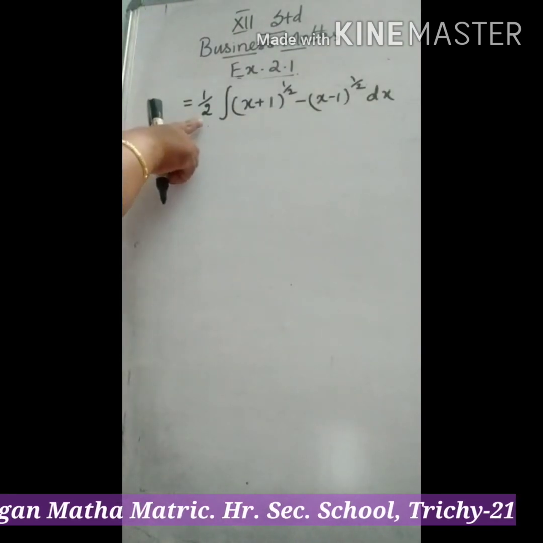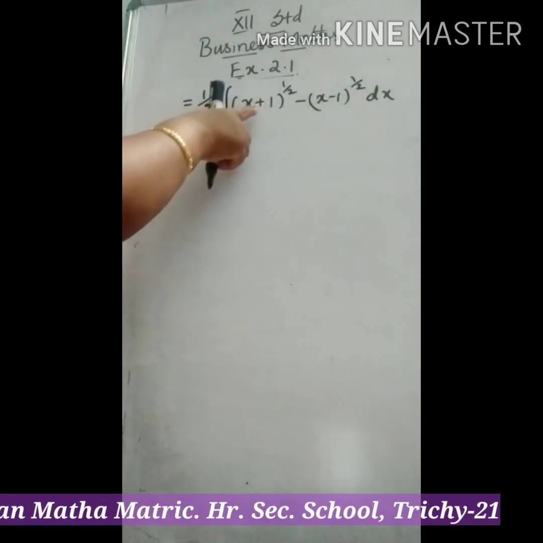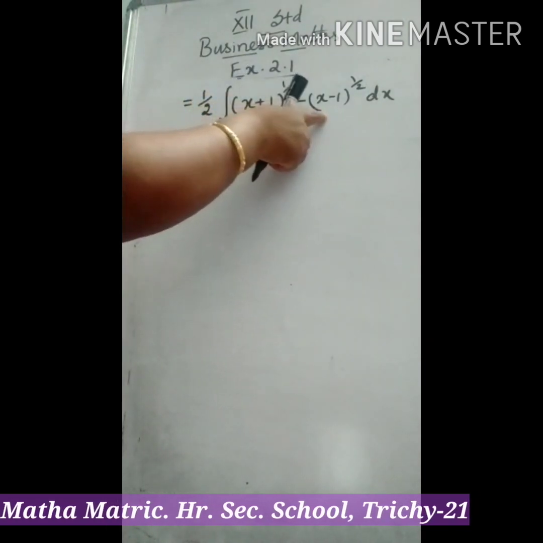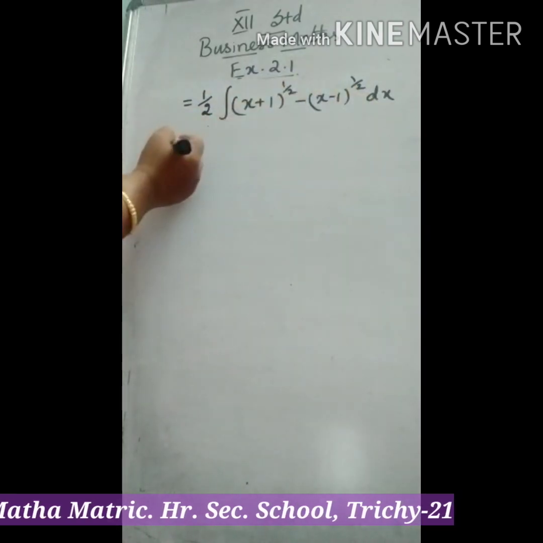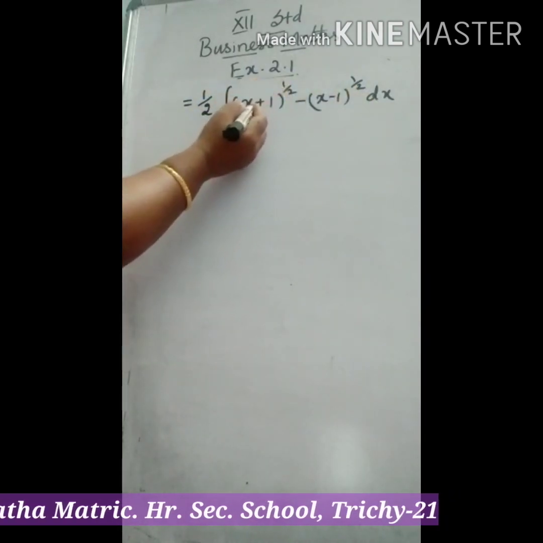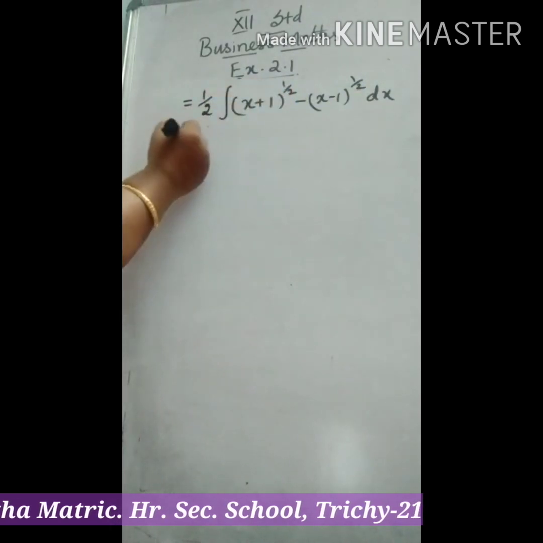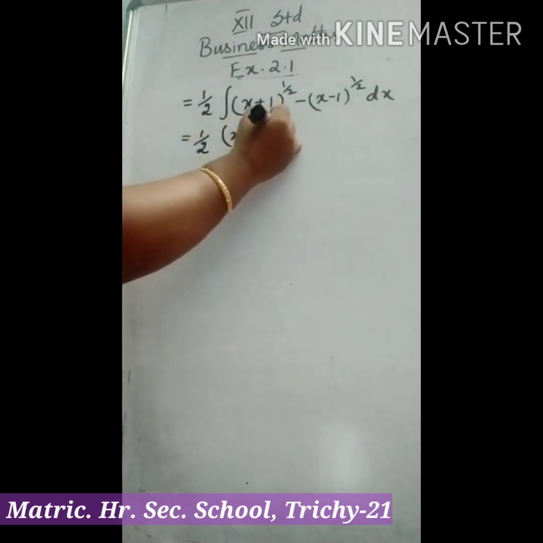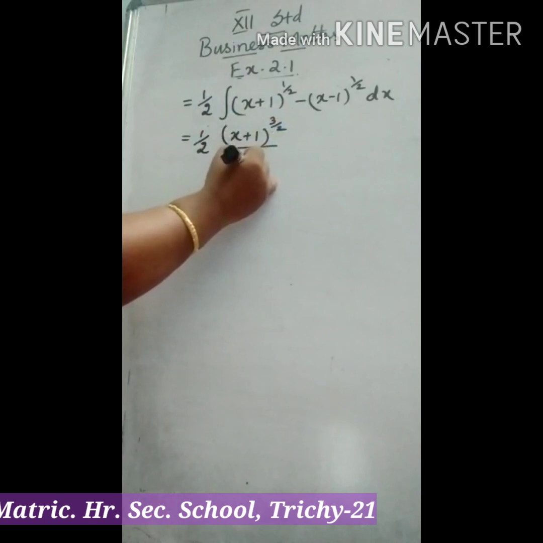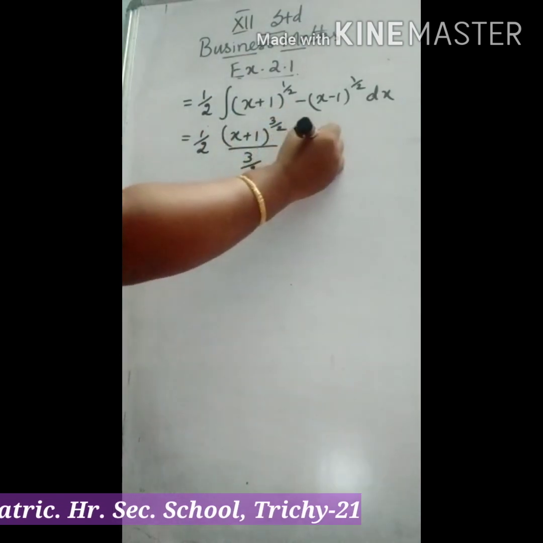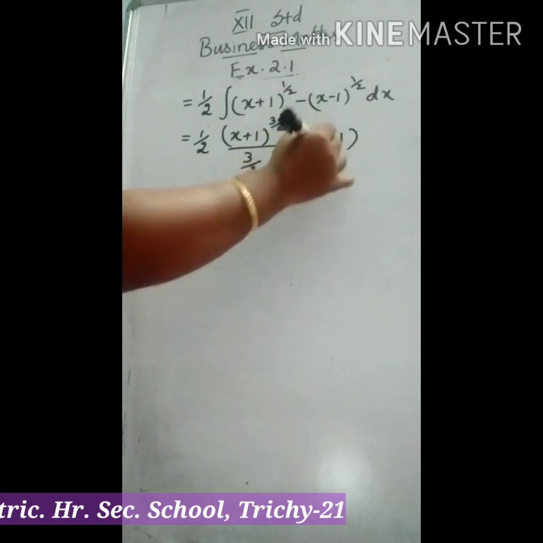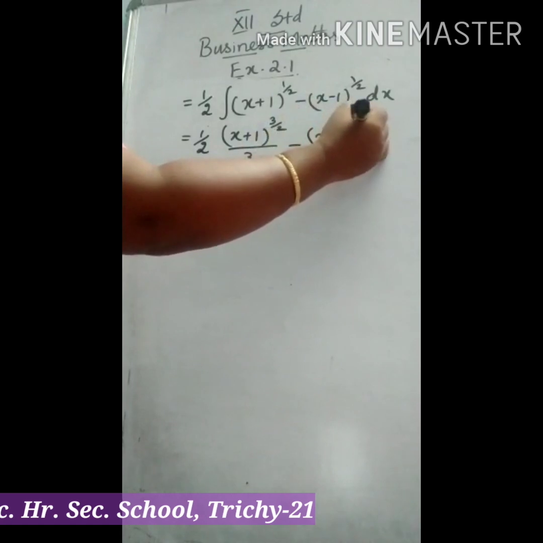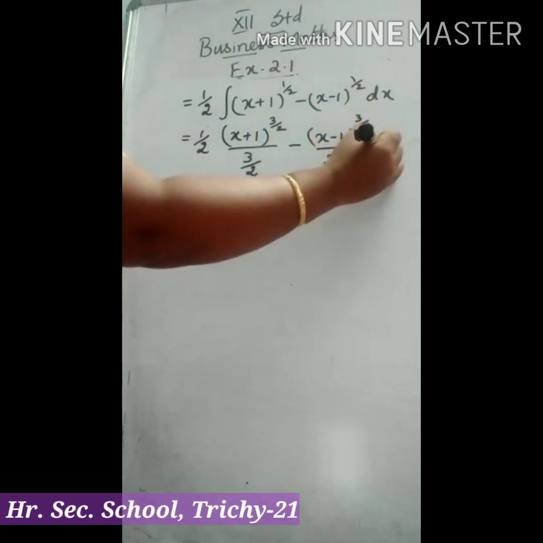So students, the next step is 1/2 into (x+1) to the power 1/2 minus (x−1) to the power 1/2, into dx. Now we have to integrate this one. We have (x+1) to the power 1/2, that is equal to 1/2 into (x+1) to the power n plus 1, that is 3/2, divided by 3/2, minus (x−1) to the power 3/2 divided by 3/2, plus c.